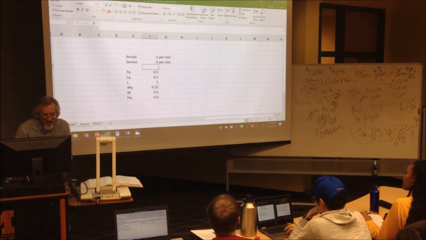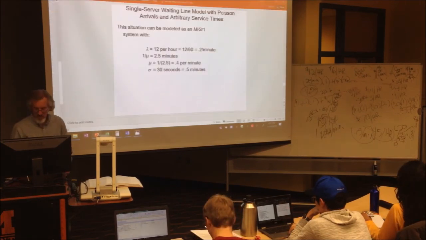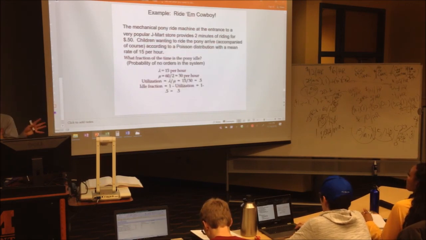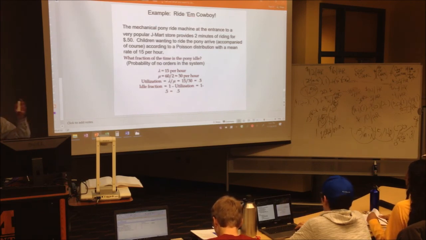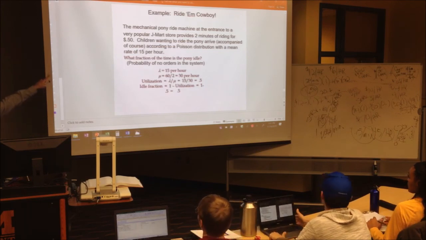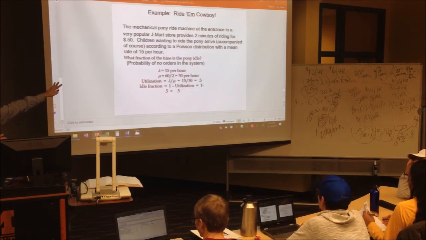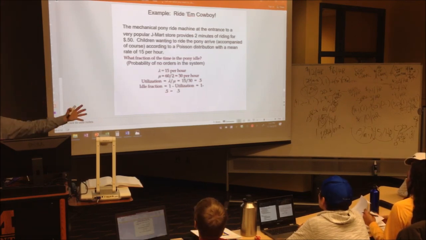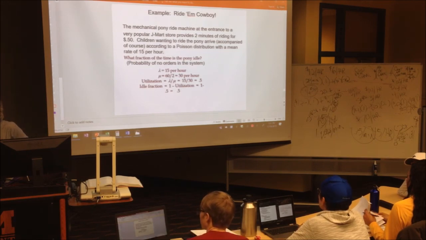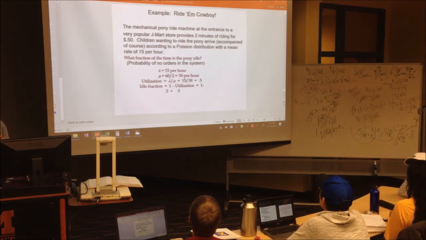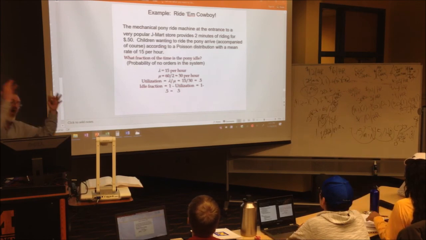Let's go to, right here. On the screen. Here's constant. There's a mechanical horse at the front of this store, and kids go up there to ride it. They pay 50 cents. They get to ride for 2 minutes. This is the service. It says time or rate. Change it to a rate. They get to ride the horse for 2 minutes. That's the service. How many could ride that horse in an hour?